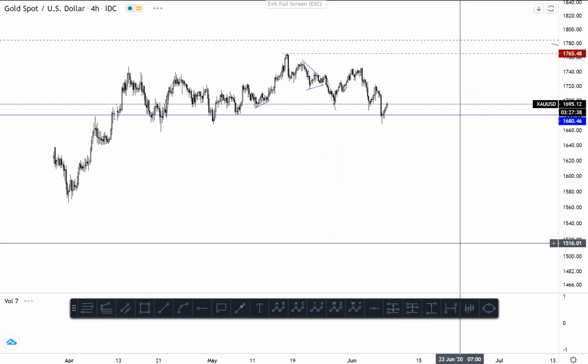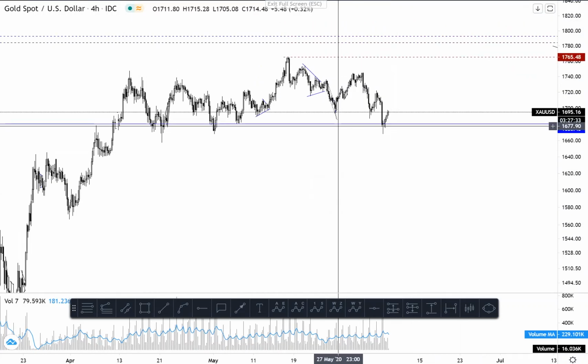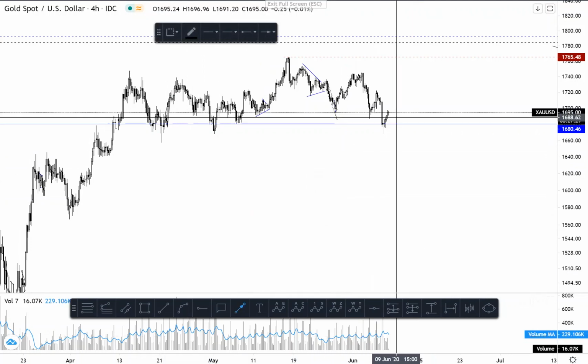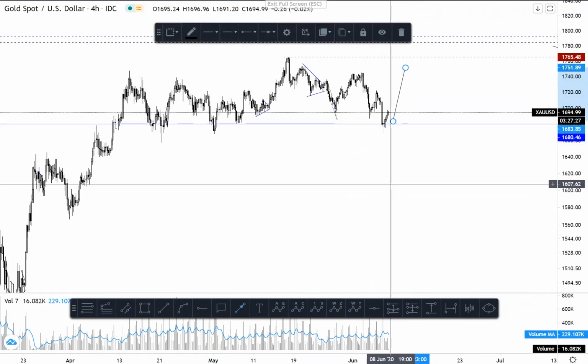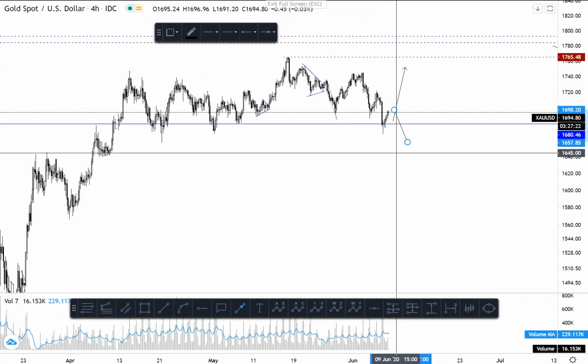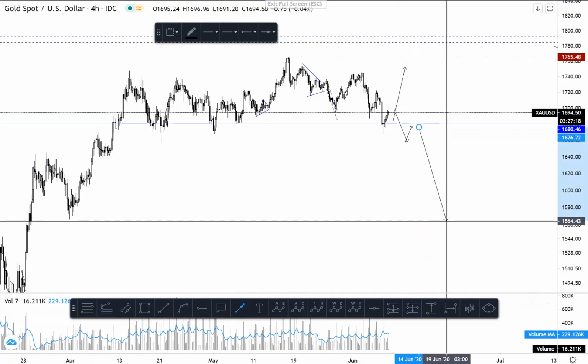Going down to the 4-hour time frame, fairly simple. We can see the sharp reaction from 1680 and how this level has held. So what we want to see is either further confirmation higher, or we want to see a break and retest before we trade to previous support levels.